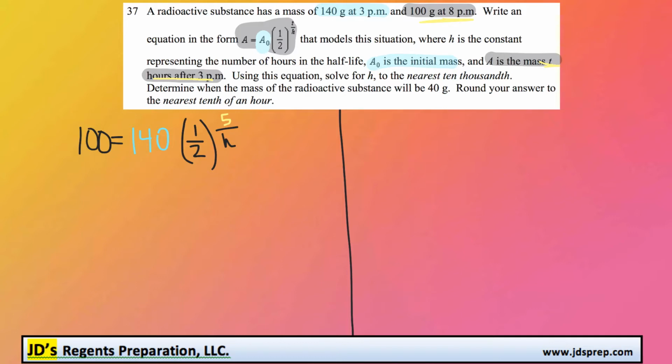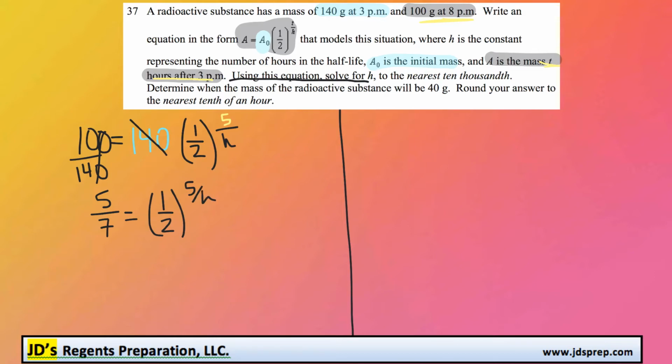Now that fun part is saved for part 2 of the question, where it tells us to use the equation to solve for H. I'm going to start by dividing everything by 140. And by doing that, this will be canceled out, and we'd have 100 over 140 equals the rest of that, 1/2 to the power of 5 over H. And then we can just simplify 100 over 140 a little bit. We can take those zeros out. 10 over 14 is the same thing as 5/7. So now it's a little bit simpler. We have 5/7 is equal to 1/2 to the power of 5 over H.